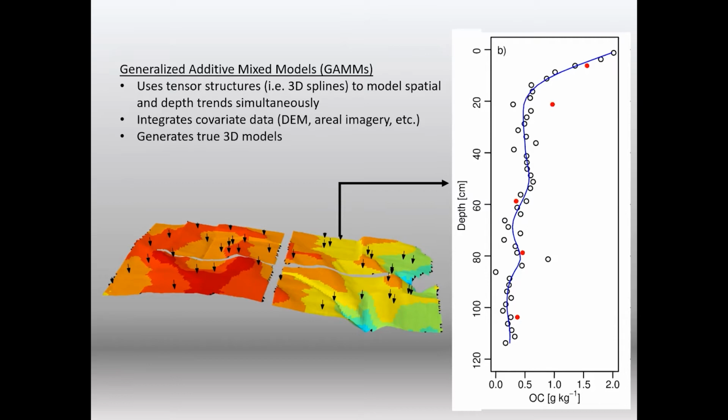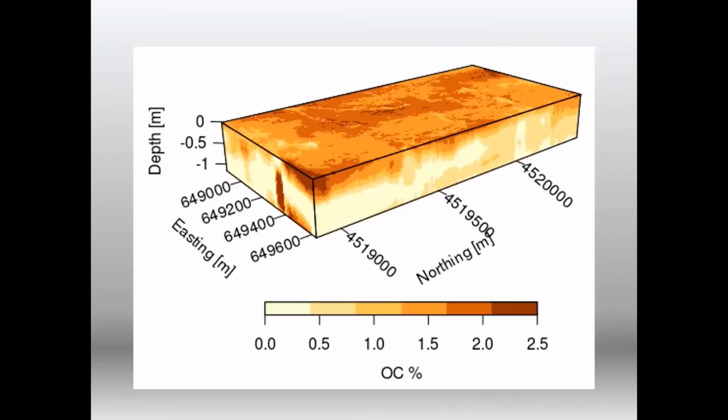The other nice thing about this tool is it allows us to integrate some environmental covariate data into those maps. In this case, we're using LiDAR-derived terrain attributes, some electrical conductivity measurements, as well as some satellite imagery. We dump it all into the GAM blender, and out comes a really nice three-dimensional map of the soil organic carbon concentrations. The colors here indicate the concentrations of soil organic carbon in our three-dimensional model. We've stretched it and twisted it a little bit.